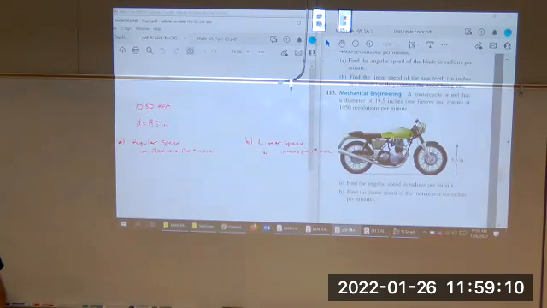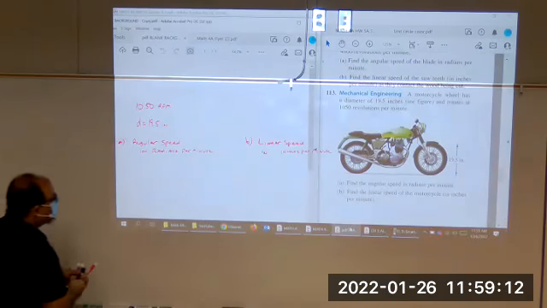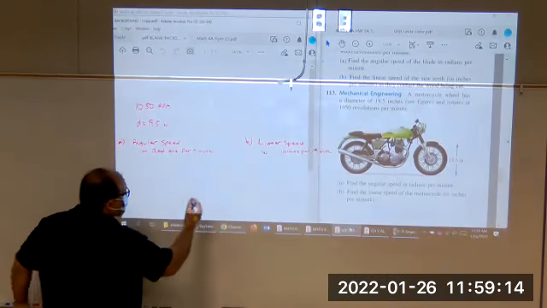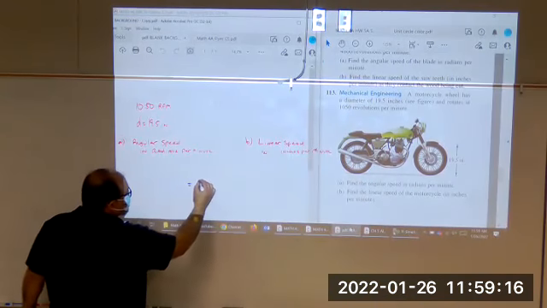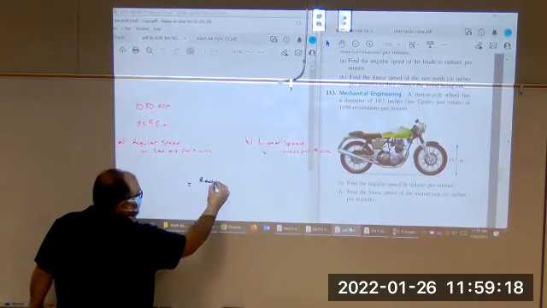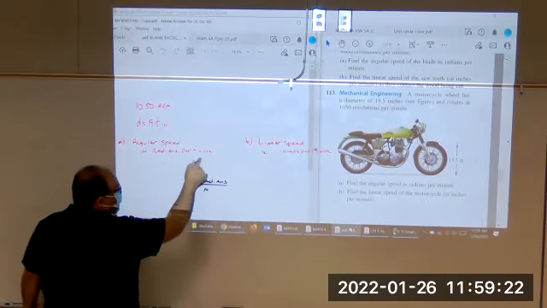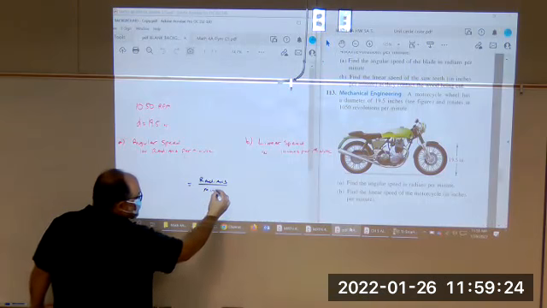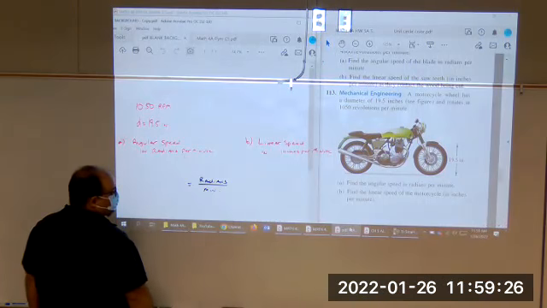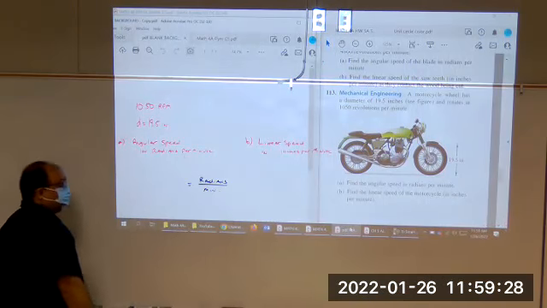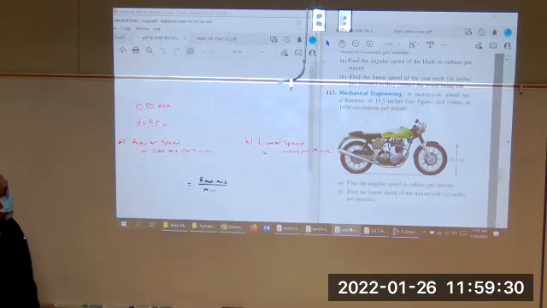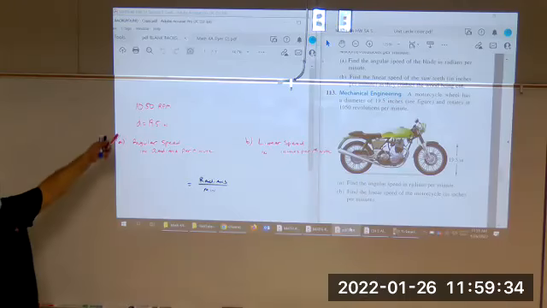You want your final answer for part A to be in radians every minute. Radians per minute means radians over minutes, so I can put rad over min. What do I use to get there? The only thing I can use to get there, first of all, the length has nothing to do with the angle.